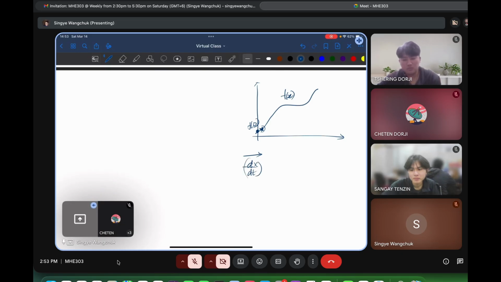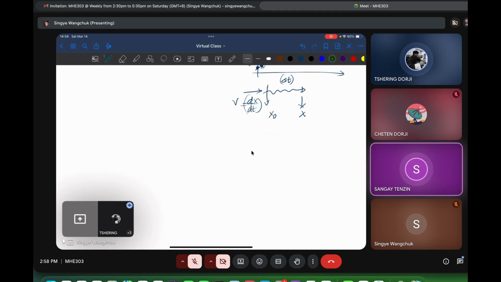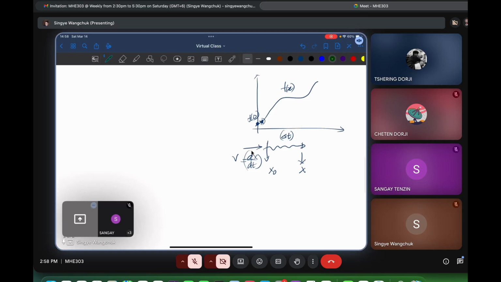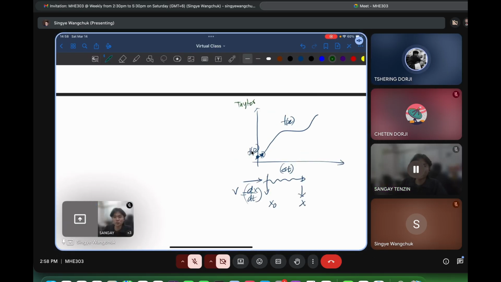So we know the speed also. So that action is just to say x naught is the initial location. Okay, then you are moving and reaching some location x, and by this you are taking time delta t, or you can say dt. Okay, so based on this we are trying to get some idea about Taylor's approximation.